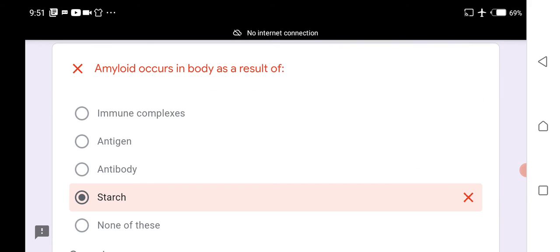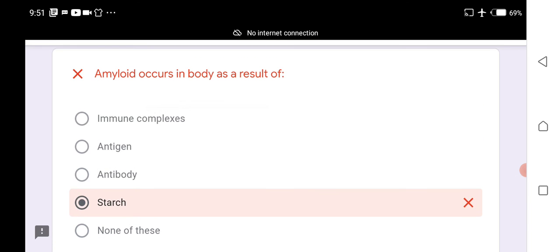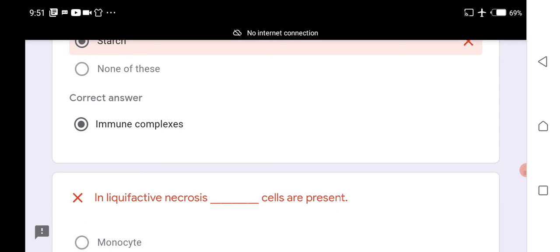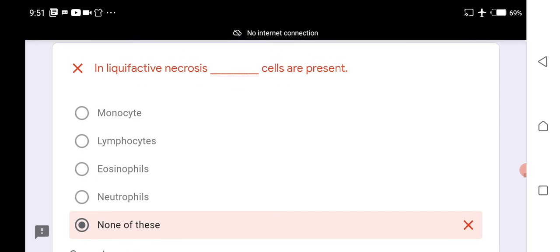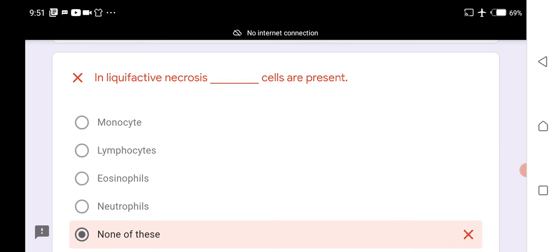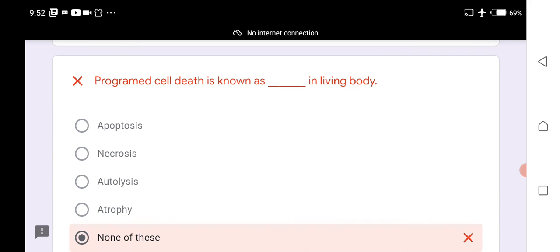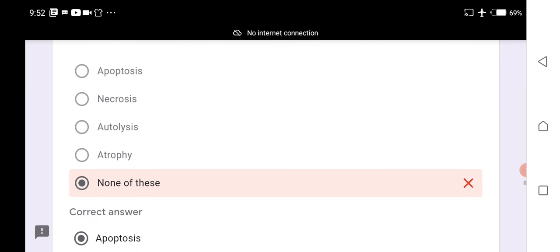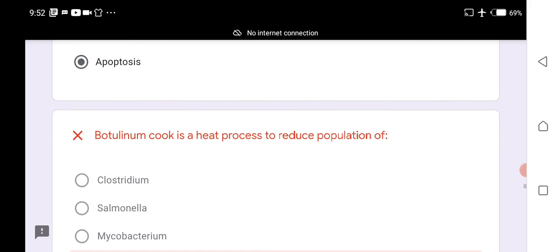Amyloid occurs in the body as a result of immune complexes. In liquefactive necrosis, neutrophils are present. Programmed cell death is known as apoptosis.